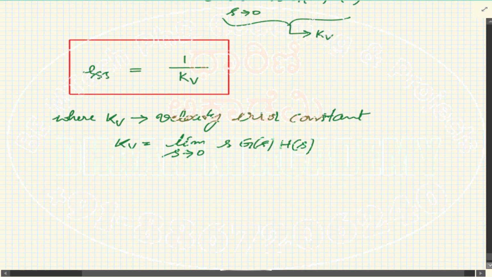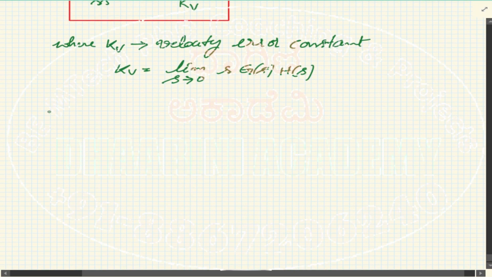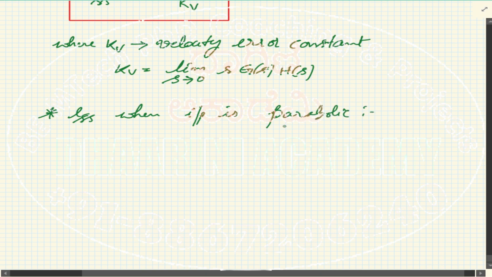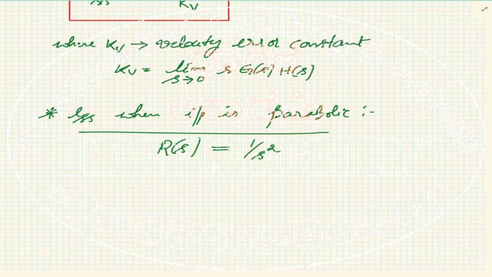And now we need to go to the third input, that is the calculation of steady state ESS when the input is parabolic. So now directly we can write, we know what is the R of S. This is equal to 1 divided by S square, sorry, my mistake, S cube.